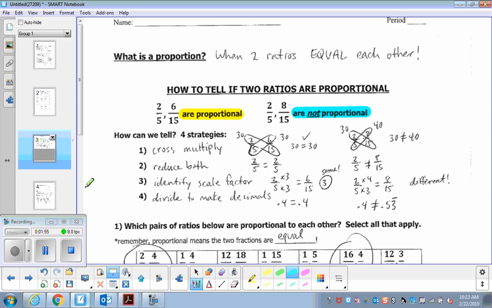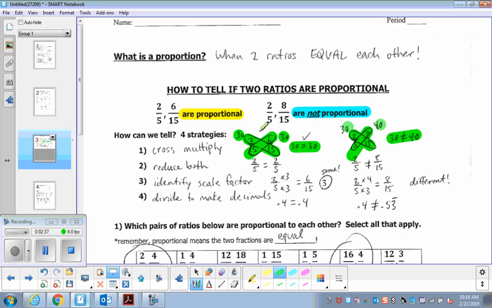And real quick, I'm just going to walk you through how we can determine whether or not two ratios are equal. One method is going to be to cross multiply. When we are comparing 2/5 to 6/15, if we cross multiply 2 and 15, we get 30. When we multiply 6 and 5, we also get 30. And since 30 equals 30, we know that these two fractions are proportional. Now with the 2/5 and the 8/15, when we cross multiply, we can see that 2 times 15 is 30. However, over here, 8 times 5 is actually 40. And since 30 doesn't equal 40, we would say no, these two ratios are not proportional.